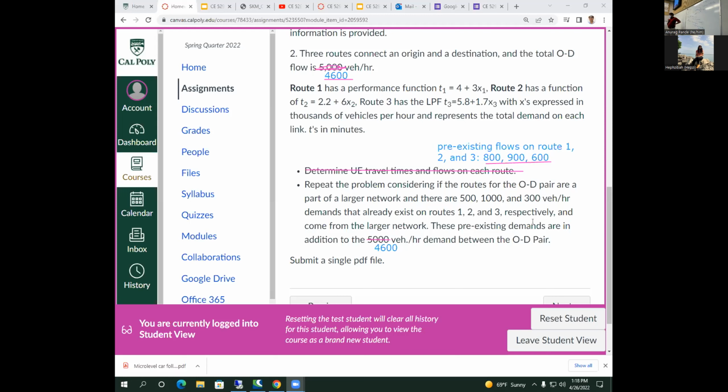You need to add the pre-existing. Yeah, so I'm representing x1, x2, x3 as the total flows that are using those routes. So I cannot simply say that x1 plus x2 plus x3 are only 4.6. They're actually 4.6 plus whatever existed when we started solving this problem, which is 0.8 plus 0.9 plus 0.6. So x1 plus x2 plus x3 should be equal to the new OD flow plus 0.8 plus 0.9 plus 0.6, so 4.6... 6.9.